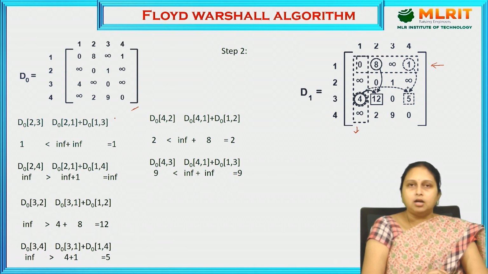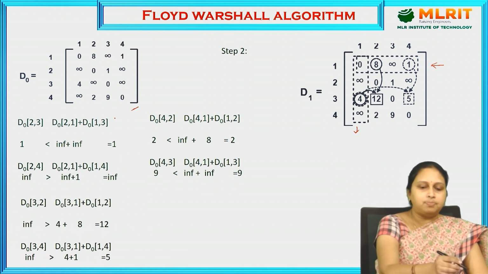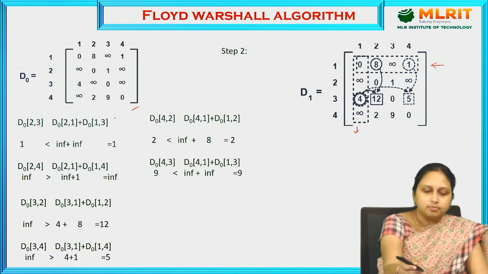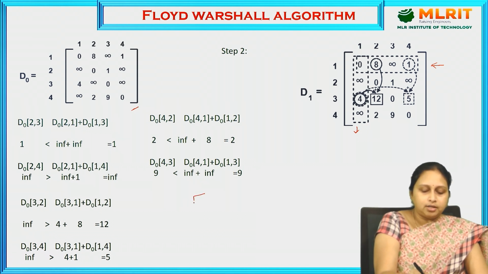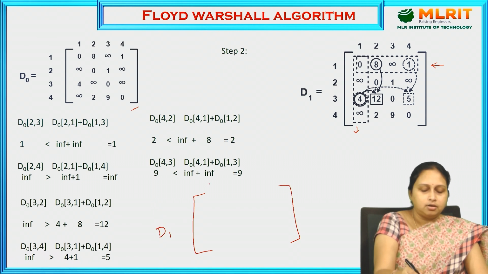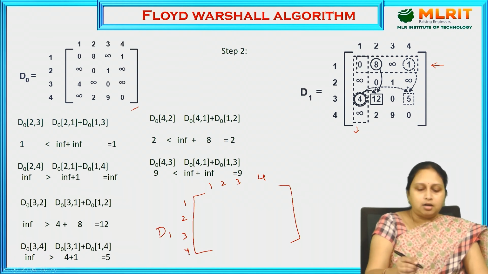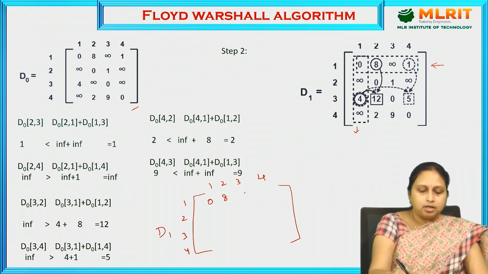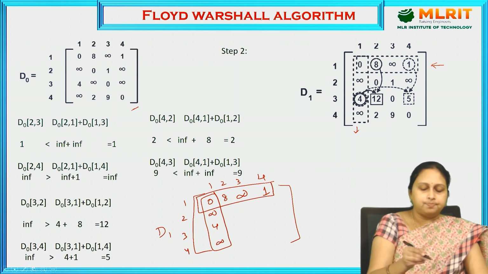Now, after representing this, observe the graph you are going to get here. For D1, we have 1, 2, 3 and 4 as rows and columns. Now you have 0, 8, infinity and 1. And here you have 0, infinity, 4 and infinity. And we are leaving this row as well as column.